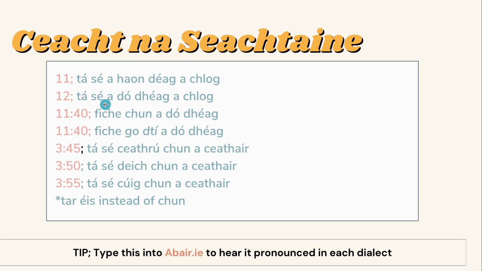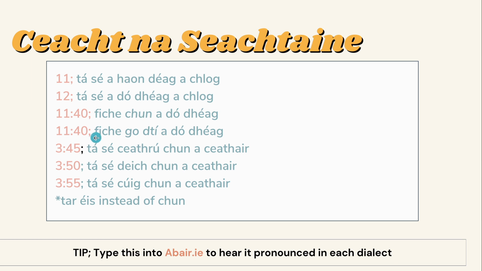Then 20 to 12, there's 2 ways here. You have fiche. Fiche is 20. Fiche chun a dó dhéag. So chun is to. Fiche chun a dó dhéag is 20 to 12. Now you can have fiche go dtí a dó dhéag, 20 to 12 either, and go dtí means to as well.